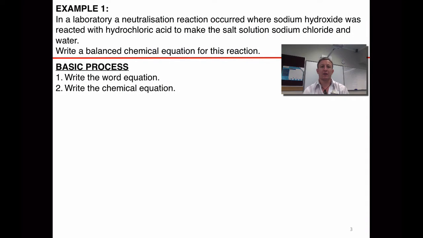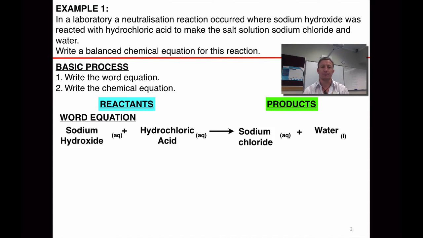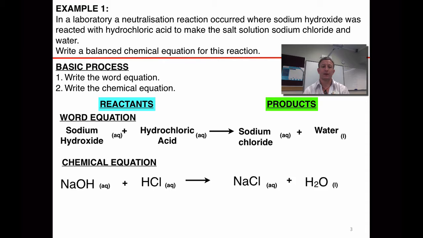So in this example we're going to do a neutralization reaction where we're using sodium hydroxide, which is reacted with hydrochloric acid, and it makes the solution sodium chloride and water. And we're going to write our balanced chemical equation. So the first thing is to write down our word equation. So there we go. Then we write down our chemical equation. NaOH plus HCl gives us NaCl plus H2O. Hopefully that should be no problem for you.